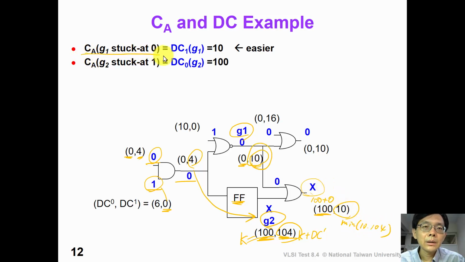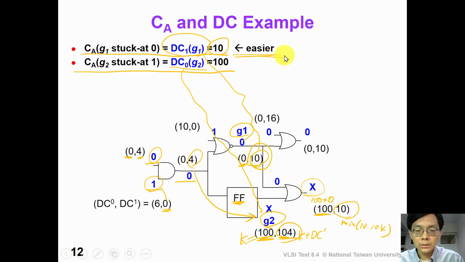Now let's compare the activation cost of G1 stuck at 0 and G2 stuck at 1. The former is equal to the dynamic controllability 1 of G1, which is 10. And the latter is equal to the dynamic controllability 0 of G2, which is 100. Because 10 is much smaller than 100, we know it's much easier to activate G1 stuck at 0 than G2 stuck at 1.